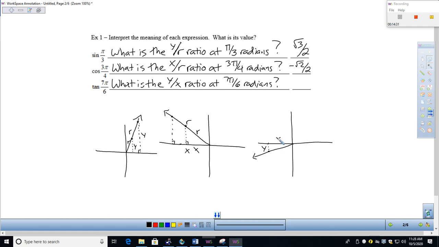And notice what we have here, everybody. I have a negative y because I'm going down. I have a negative x because I'm going to the left. Negative divided by negative is going to give us positive. And if you remember correctly, this was the root 3 over 3, and it's positive because I have two negatives, one divided by the other.